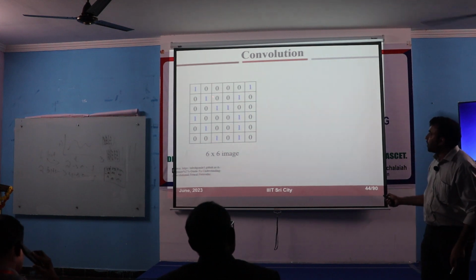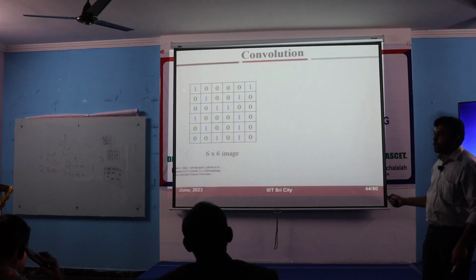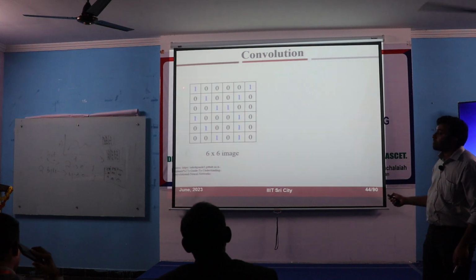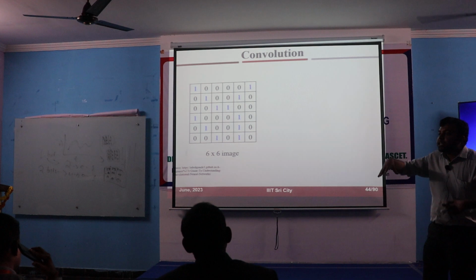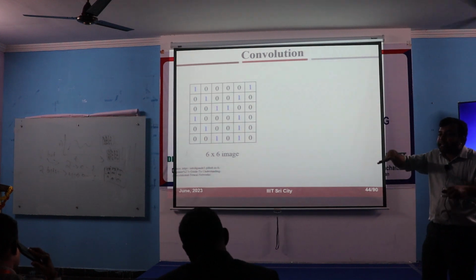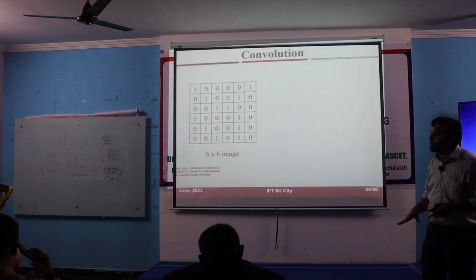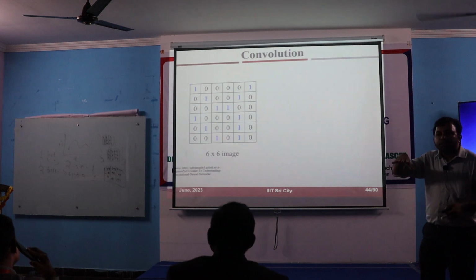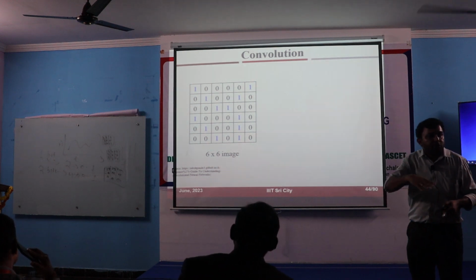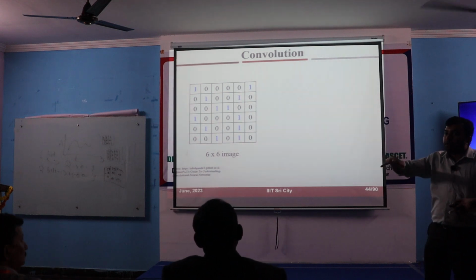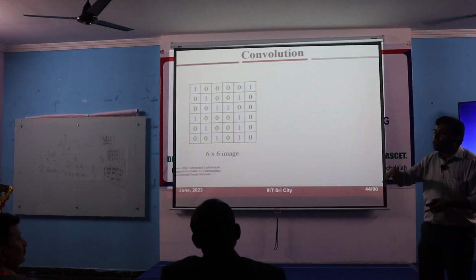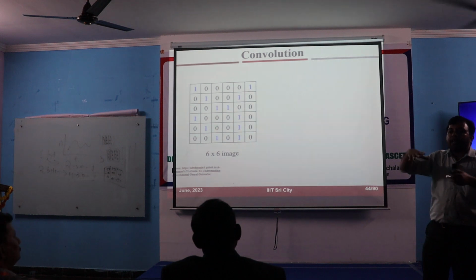If I replace this value with the average of this value, and if this value is very different from the other values, of course I can say that I am trying to reduce the difference. So when I reduce the difference, what happens to the frequency? Frequency will reduce. The spatial frequency will reduce. Spatial frequency is a change in pixel values over x and y. But as I am reducing the values, what will happen?